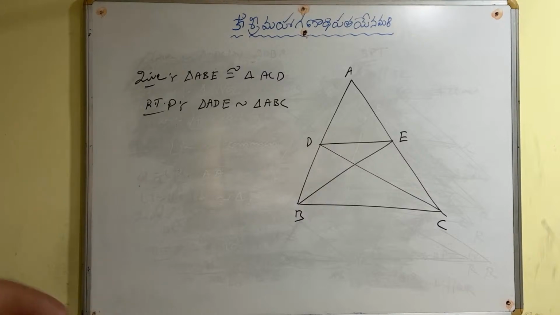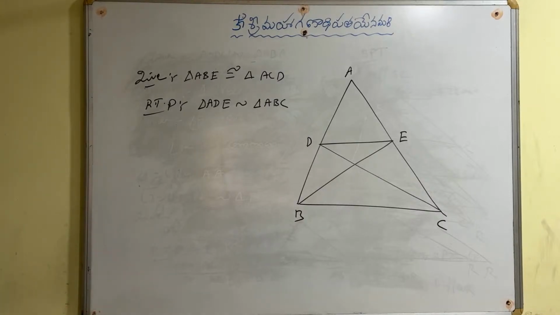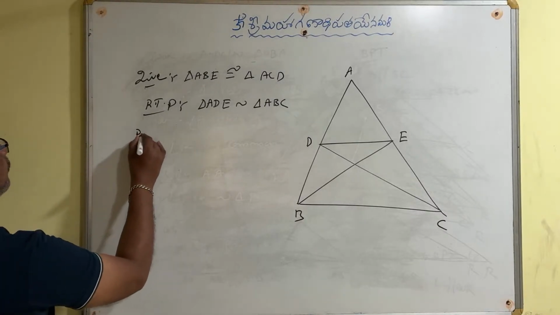What is given, children? Triangle ABE is congruent to ACD. Observe triangle ABE in the figure. ABE congruent to ACD. And what we have to prove? Triangle ADE similar to ABC. Okay. Now, proof.